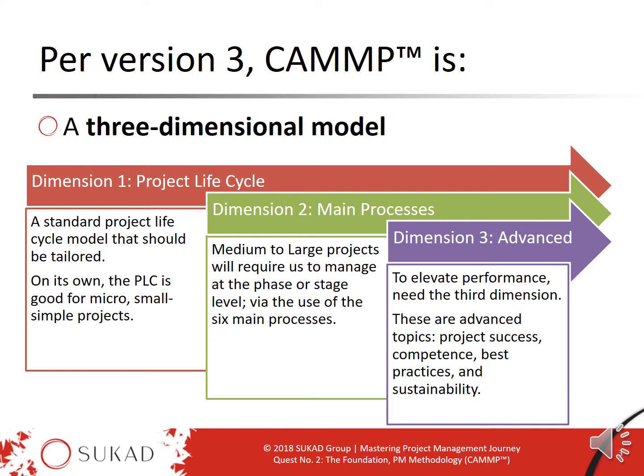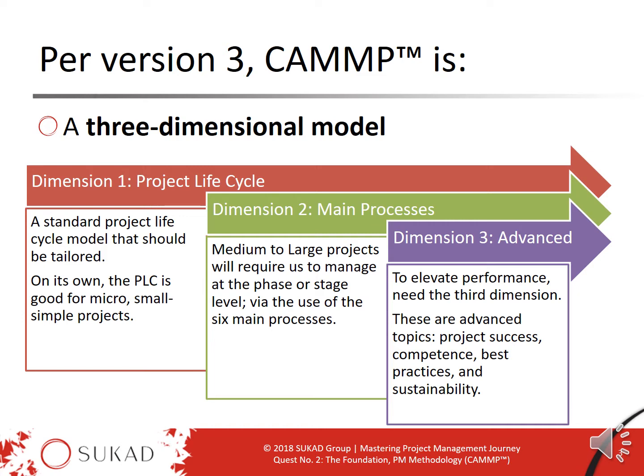Okay, so as projects get larger, and here we're using the words medium to large, or maybe moderate complexity or large and complex, we're required to manage at the phase or stage level via the use of something we call the 6 main processes, which we'll introduce next. Now, for these types of project, you must apply dimension 1 and dimension 2, and that will help you achieve good results.